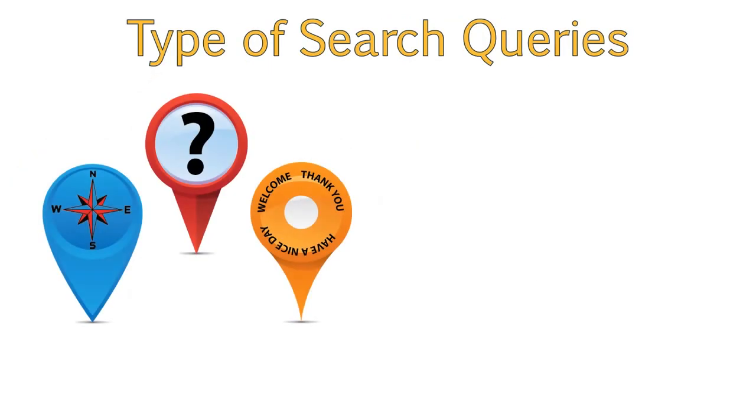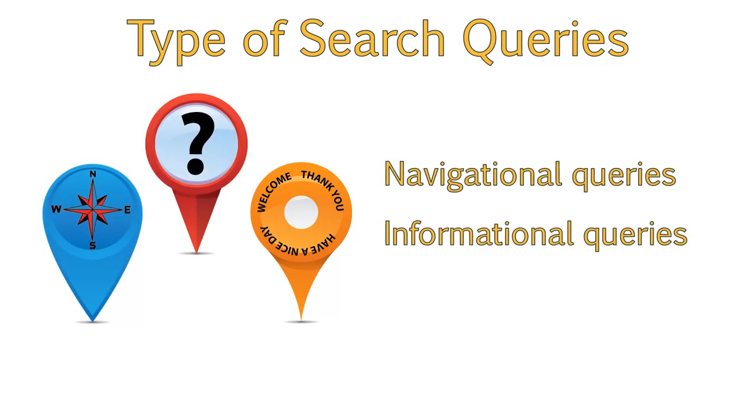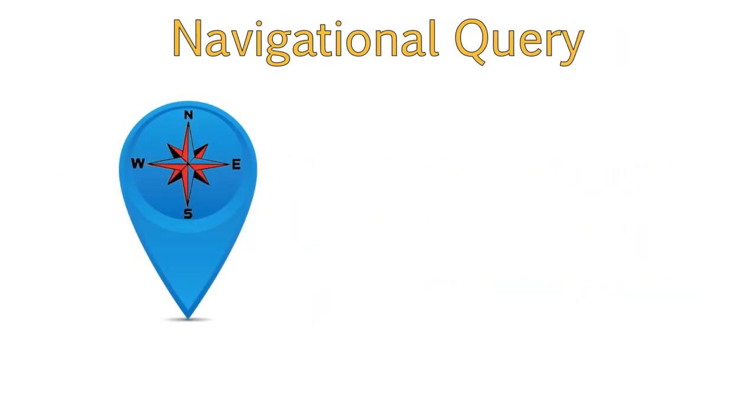In addition to the stages of search, you have specific types of search queries. Each type of search query has a different intent associated with it. These types of queries are navigational, informational, and transactional. The first type of query is known as a navigational query.